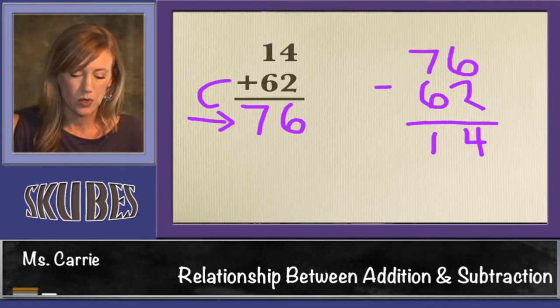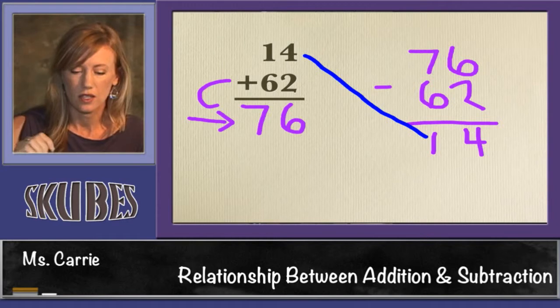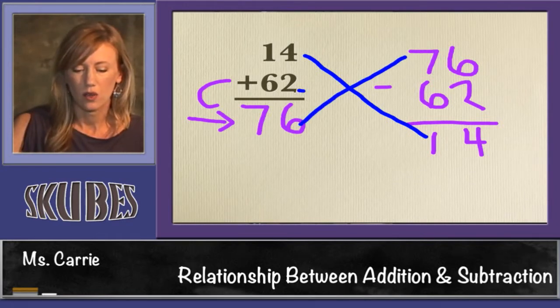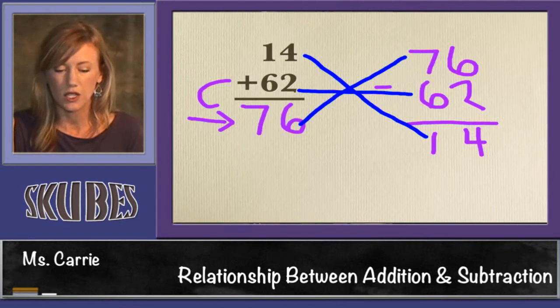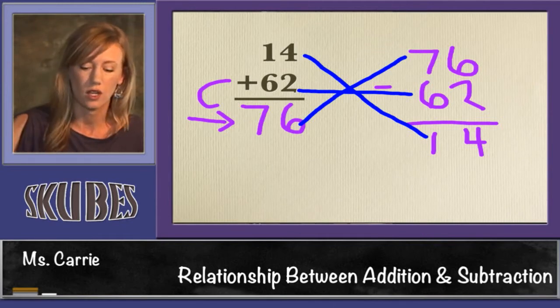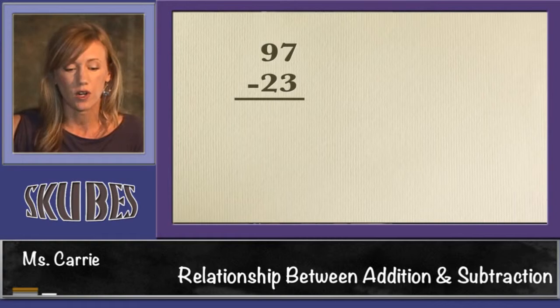Let's see if our numbers match up. We have 14 and 14. We have 76 and 76. We have 62 and 62. They're in the same fact family. That's the relationship between the addition and the subtraction. Let's try one where we start with subtraction first.